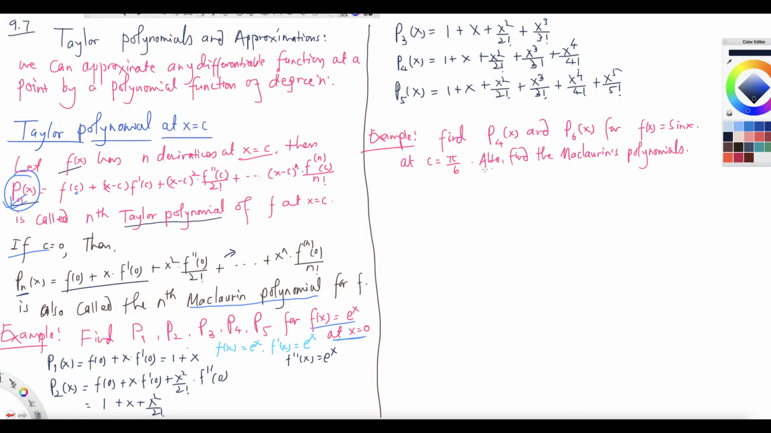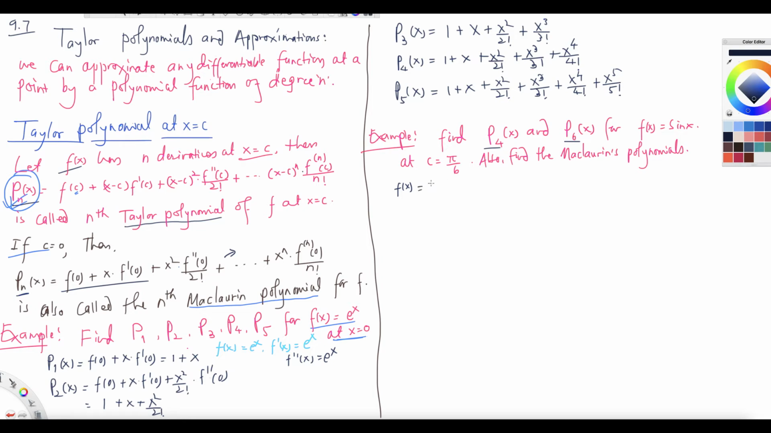So what do you get from here? Then let's do another example. Find P4 of x and P6 of x for f of x equals sine x at c equals pi over 6. So you want to find it at c equals pi over 6. Okay, guys. So how do I do that? Let us do that. So what is f of x? Let us write that down. Since we need to find P6 of x and P4 of x, we need to find up to the 6th derivative.